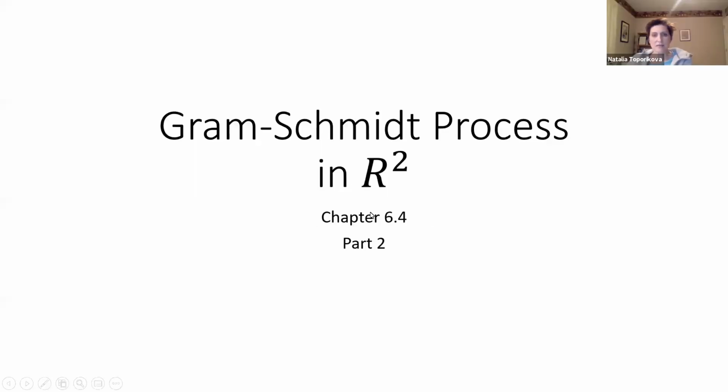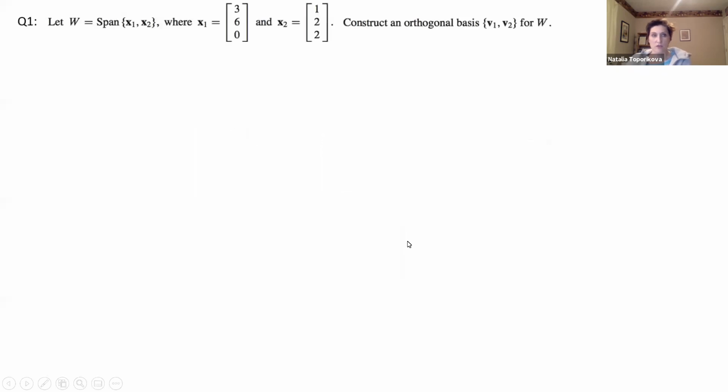Hello, this is the second part of chapter 6.4, and we'll talk about the process of Gram-Schmidt orthogonalization in two-dimensional space. Okay, let's look at examples. We have a space W spanned by two vectors x1 and x2, and those vectors are given to us explicitly. They are not orthogonal, so we want to construct an orthogonal basis of two vectors. Let's call them v1 and v2.